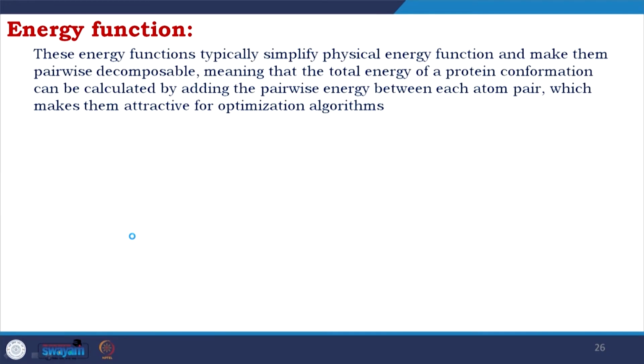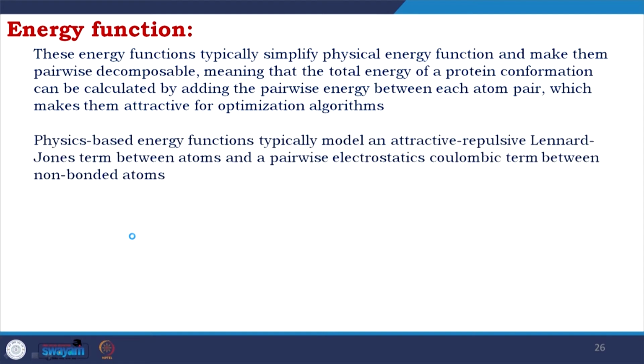These energy functions typically simplify the physical energy function and make it pairwise decomposable, meaning that the total energy of the protein conformation can be calculated by adding the pairwise energy between each atom pair, which makes them attractive for optimization algorithms. Physics based energy functions typically model an attractive repulsive Lennard-Jones term between atoms and a pairwise electrostatic Coulombic term between the non-bonded atoms.